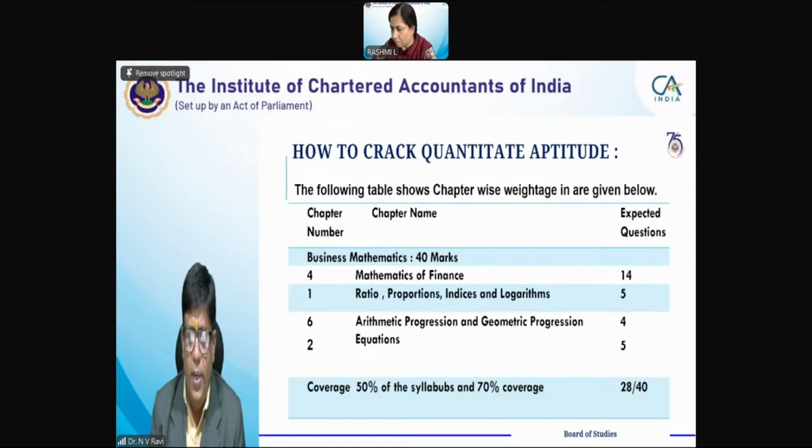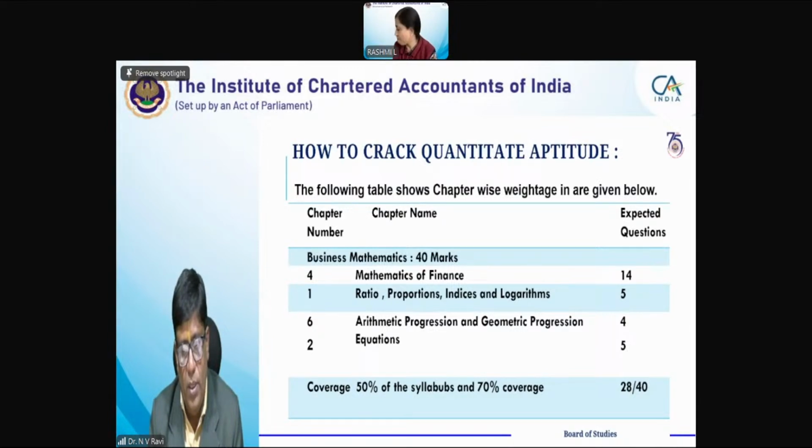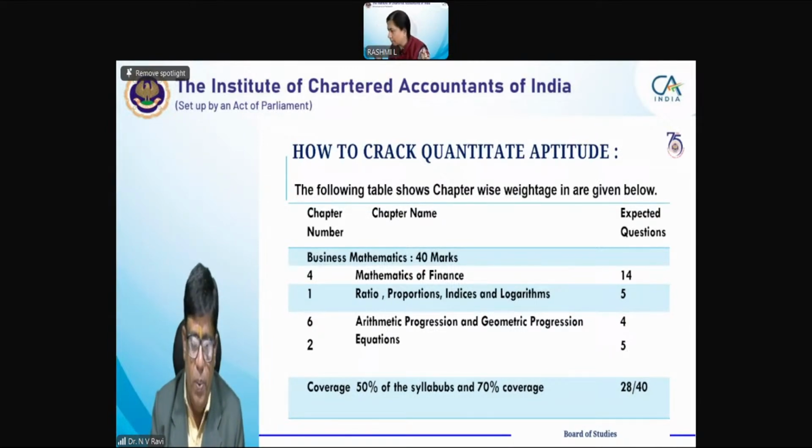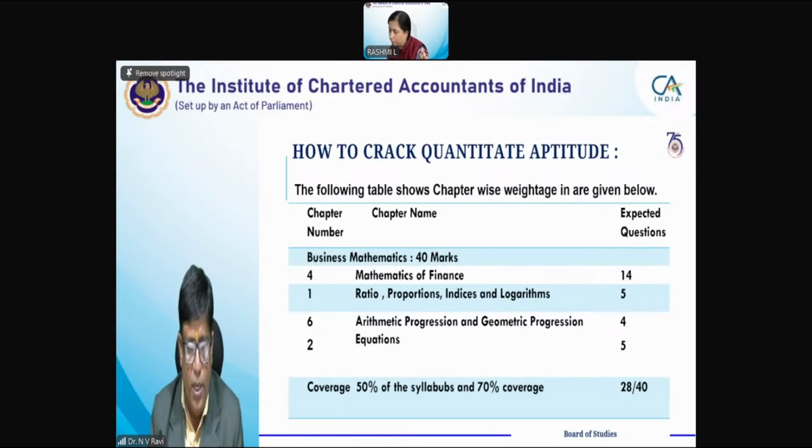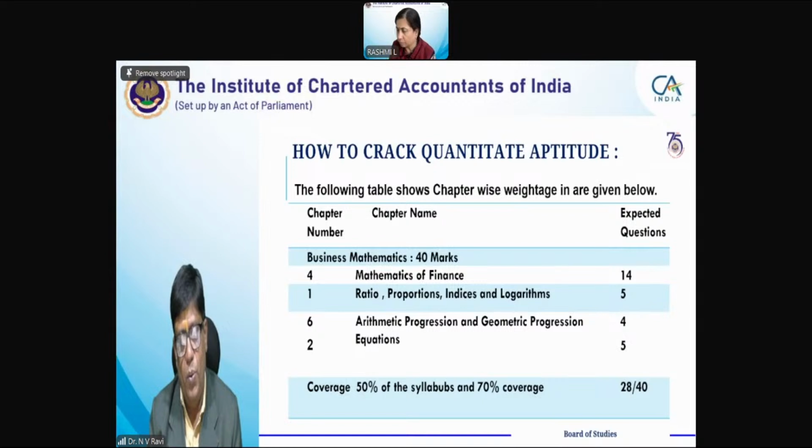You know very well, coming to the business mathematics 40 marks concern, mathematics of finance, earlier its name is time value of money, 12 to 14 expected questions are possible. Ratio, proportions, indices, and logarithms, 5 questions are. From ratio, 1 question, proportion, 2 questions, indices, 2 questions, logarithms, 2 questions.